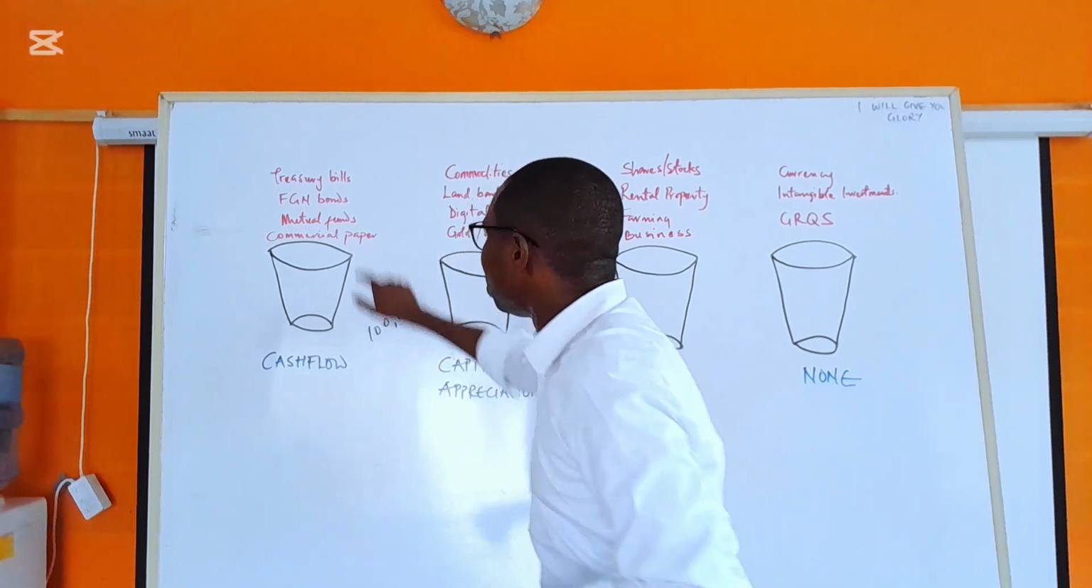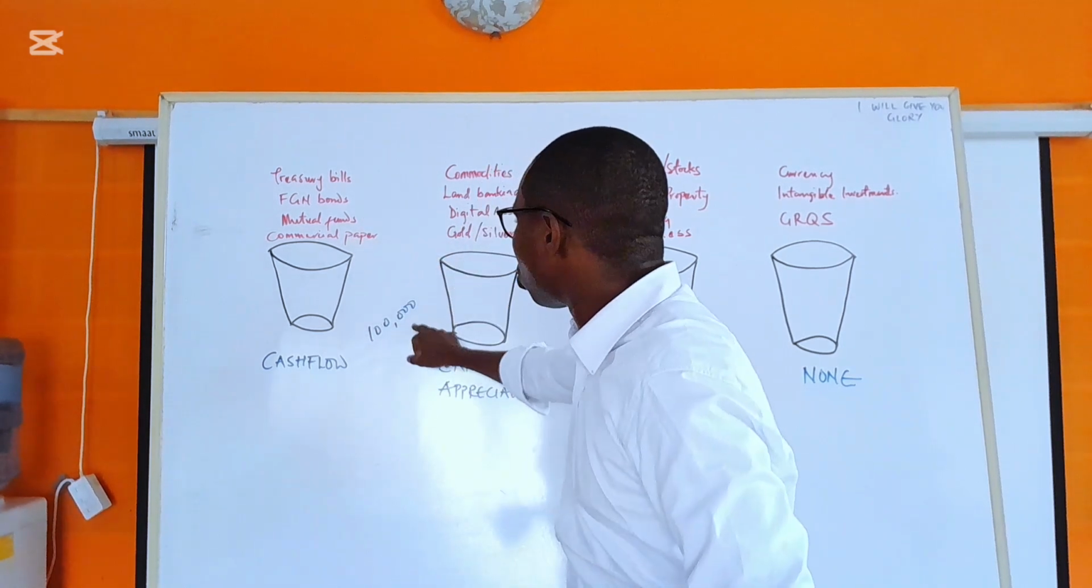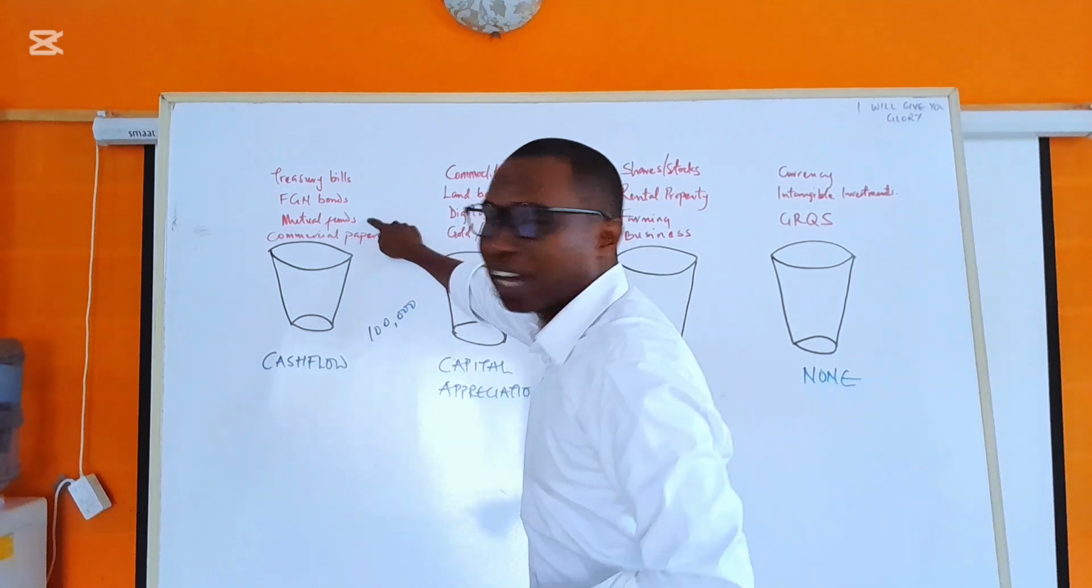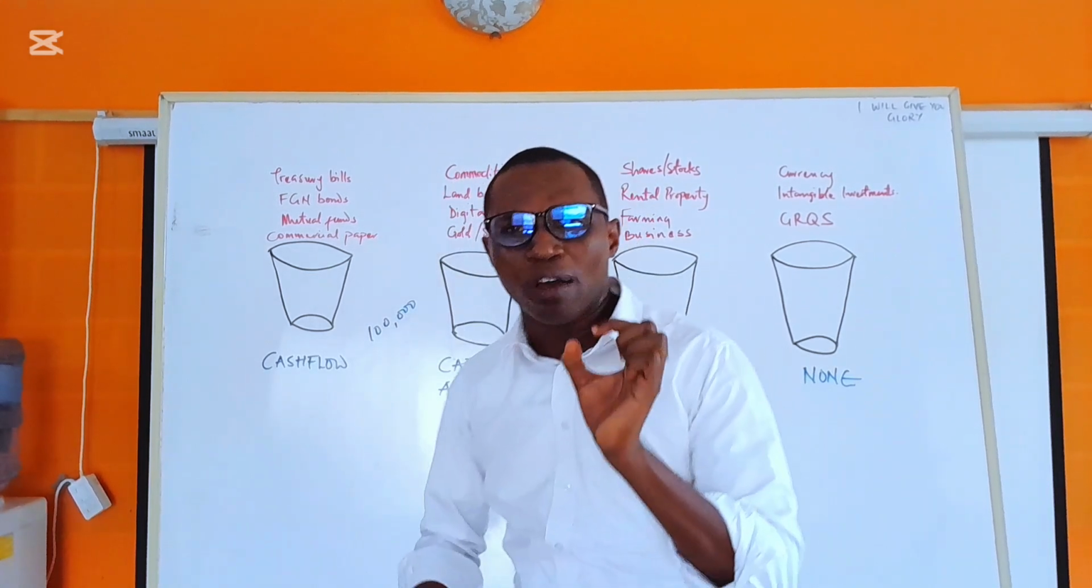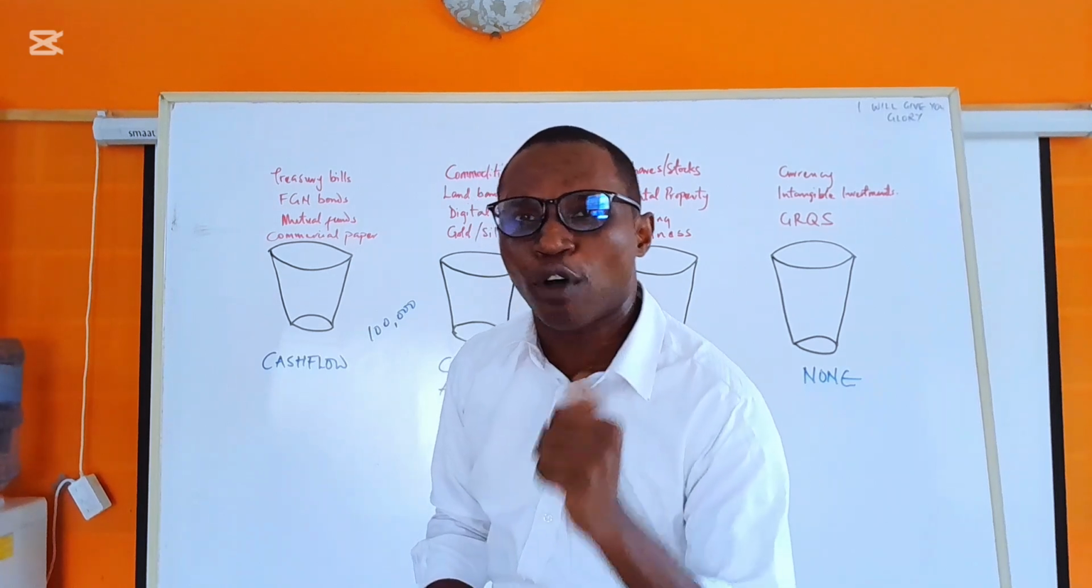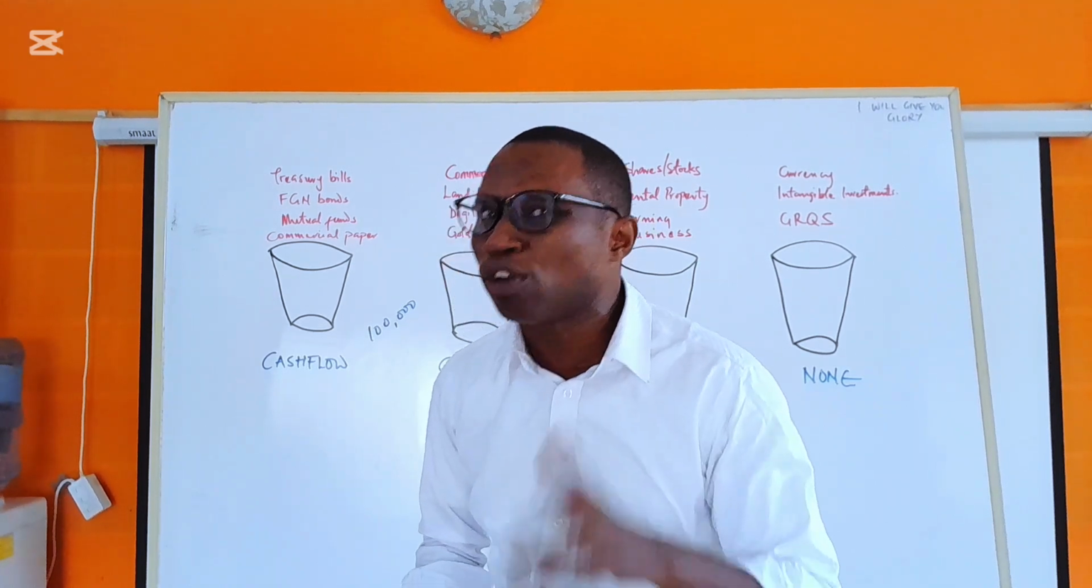It's still 100,000. Mutual funds as well. Nothing happens to your capital. You only have cash flow. Commercial paper, that's an example of cash flow. So when you want to invest, ask yourself, is it for cash flow, or capital appreciation, or for both?